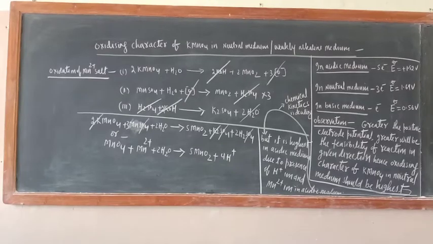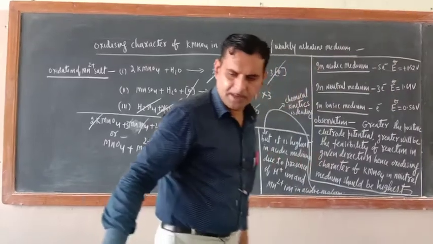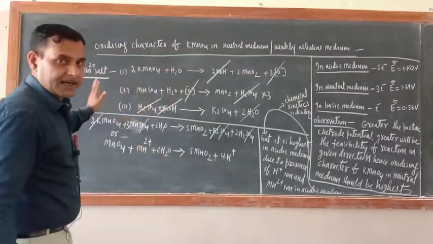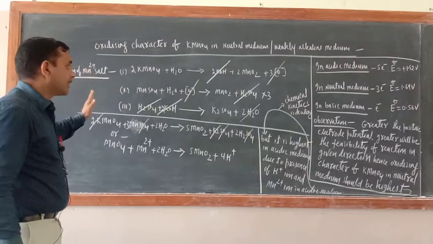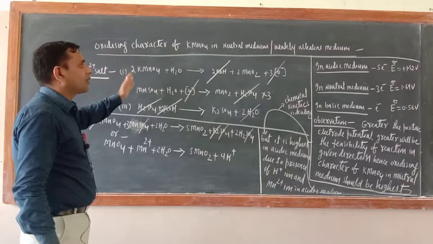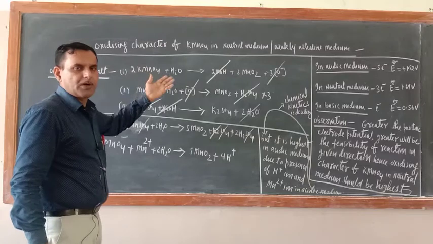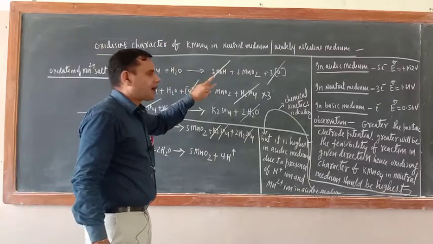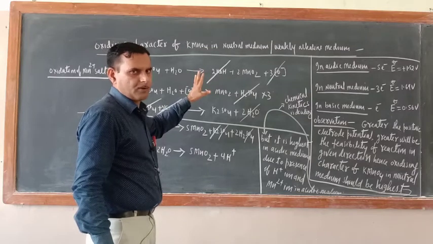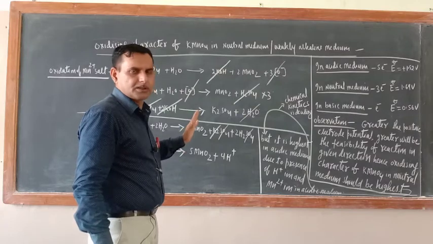Good morning, dear cadets. So we are in the KMnO4, potassium permanganate, especially their oxidizing character. Oxidizing character in acidic medium I have completed. Now yesterday only I started oxidizing character of KMnO4 in neutral medium or weakly alkaline medium. Yesterday I explained to you that the oxidizing character in neutral medium and alkaline medium is almost similar. Okay. So many reactions I also taught you, isn't it?